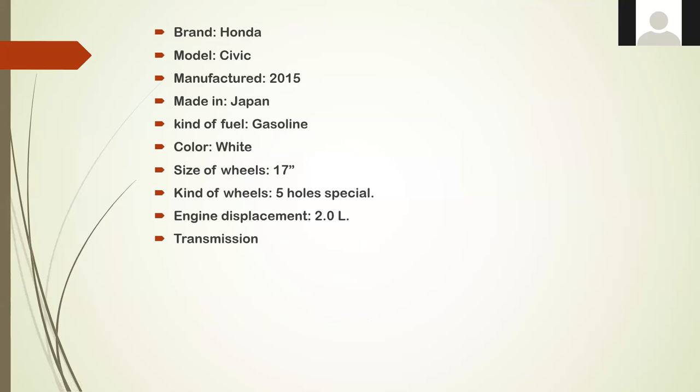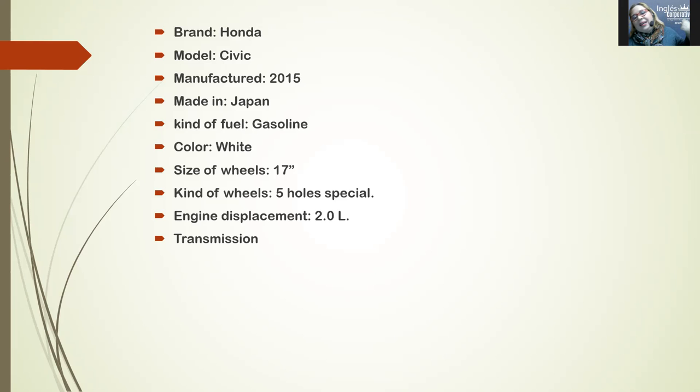Así lo hicimos, teacher. Nos hicieron falta varias cosas, pero no sé si está bien. Ok, ¿cómo las presentarían ya en una oración? Porque no van a ir a decirla solo así. No van a decir solo brand, model. It's a Honda Civic, right? And it was manufactured in 2015, right? Entonces hay que hacer las oraciones para poder presentarlos.